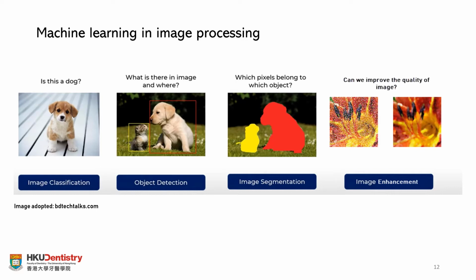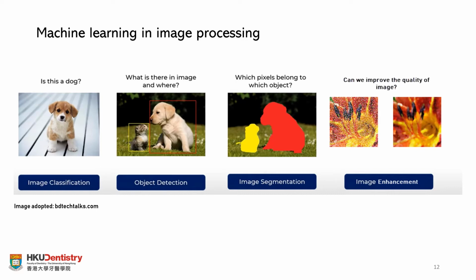For image classification, suppose that we have some images of dogs and some images of cats, and we want to answer the question: does this image belong to a dog or not? If we want to answer this question, an image classification model will help us. But sometimes we want to go further. We want to find specific objects, like a dog and a cat, and show exactly where in the image these two objects appear. If we want to do this, we need object detection, the second column here.